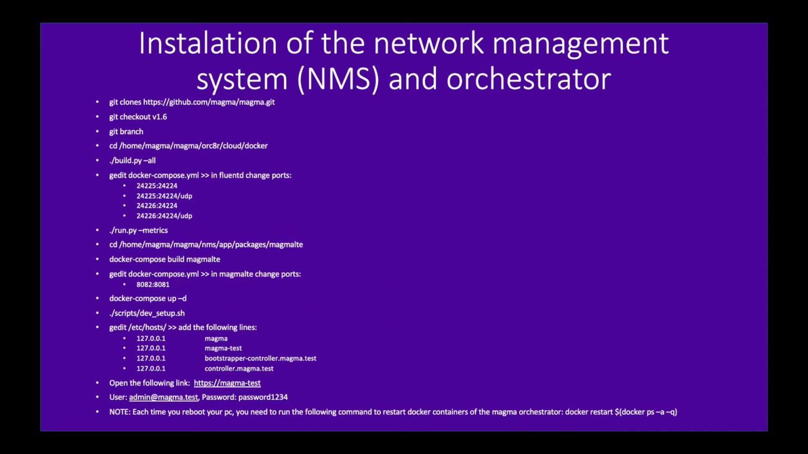Finally, let's see the installation of the network management system and the orchestration. The first thing we need to do is to download the Magma repository. Then we check out the last release, that is v1.6. Then we go to the folder magma/orc8r/cloud/docker and run the build.py -a script.